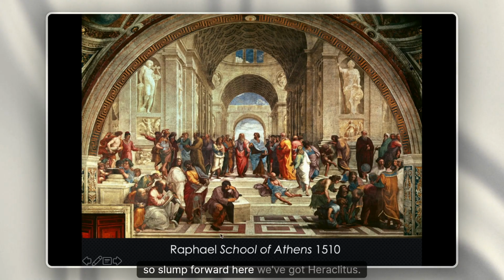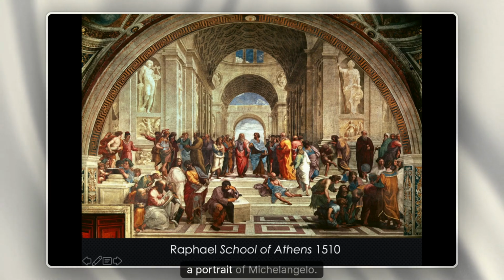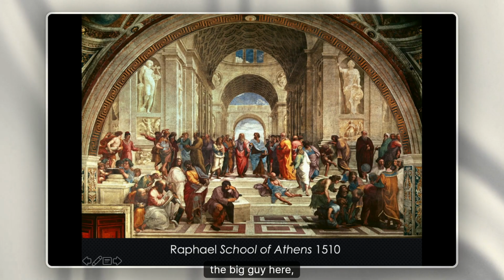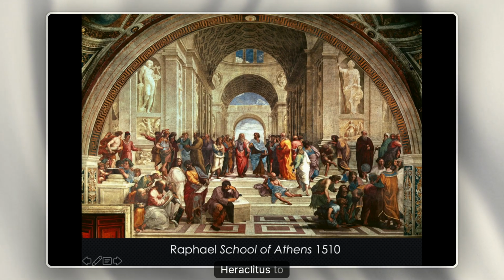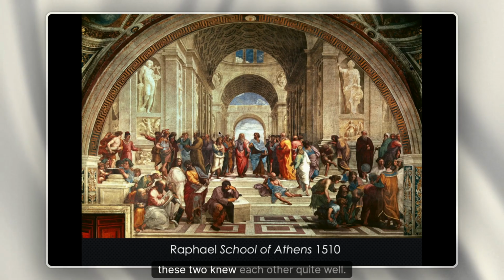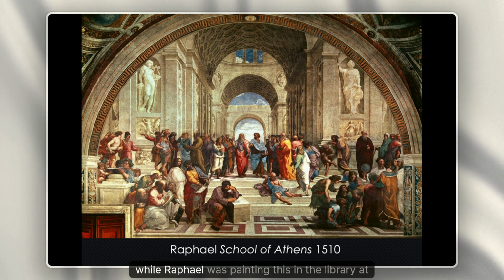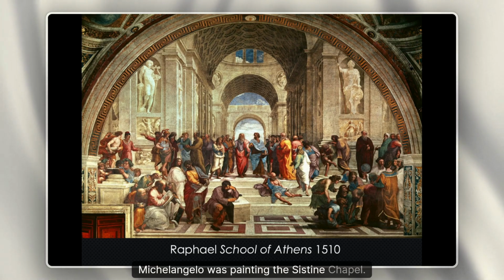So slumped forward here, we've got Heraclitus. That is actually a portrait of Michelangelo. So we've also got the big guy here, Plato, the grandfather of them all. That's a portrait of Leonardo da Vinci. By the way, this Heraclitus was added to the painting later. It's not in the initial sketches. These two knew each other quite well, Michelangelo and Raphael. Meanwhile, while Raphael was painting this in the library at the Vatican, Michelangelo was painting the Sistine Chapel.